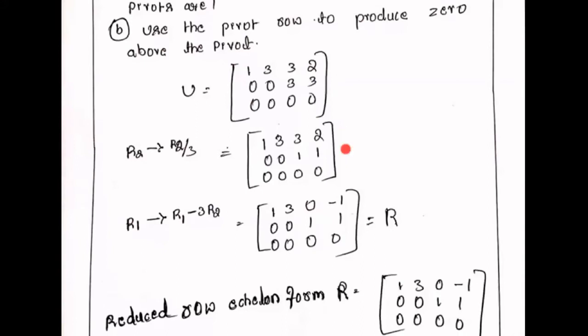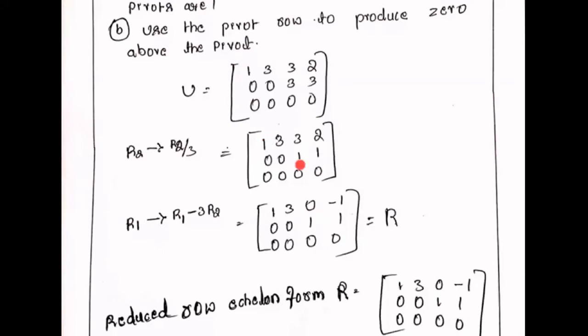And the second statement was use the pivot row to produce 0 above the pivot. That means above this pivot, nothing is there. The other pivot is this. What is above that? You have a 3. So you can make all the other things also as 0, right? Since you have starting entries are 0, it will not affect these starting values.